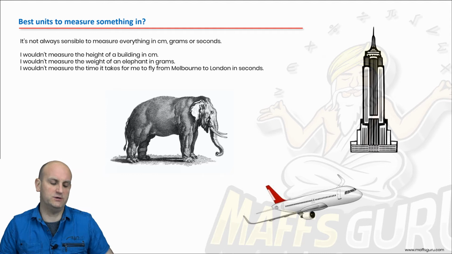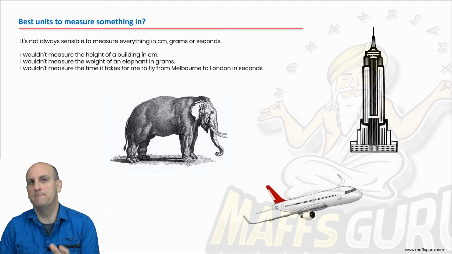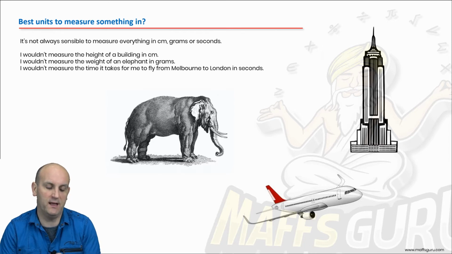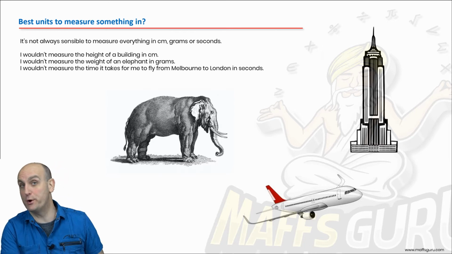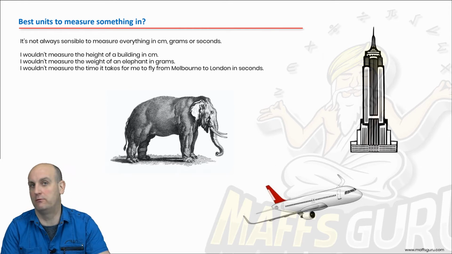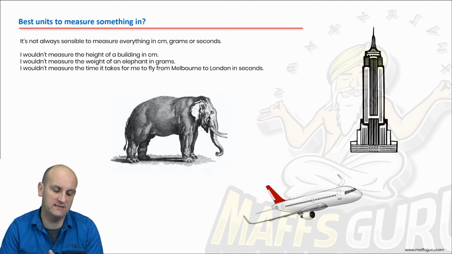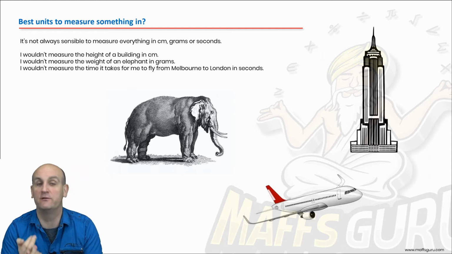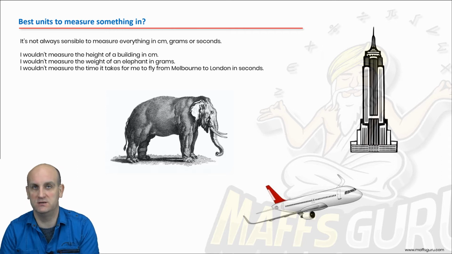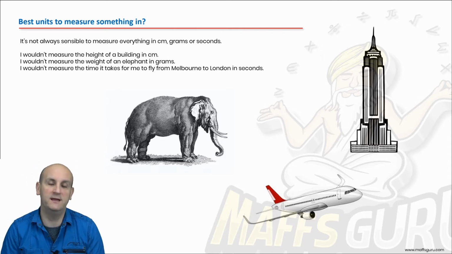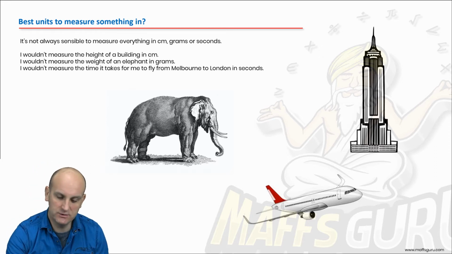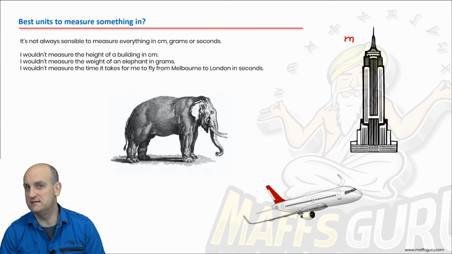So let me ask you the question. We can't always measure everything in the things that come to mind. Would we measure the height of a building in centimeters? Probably not. Would we measure the weight of an elephant in grams? Probably not. Would we measure the time it takes to fly from Melbourne to London in seconds? We could, but probably not the most sensible unit to use. So what would we measure the height of a building in? Kilometers? Probably not. Most likely we would measure the height in meters.